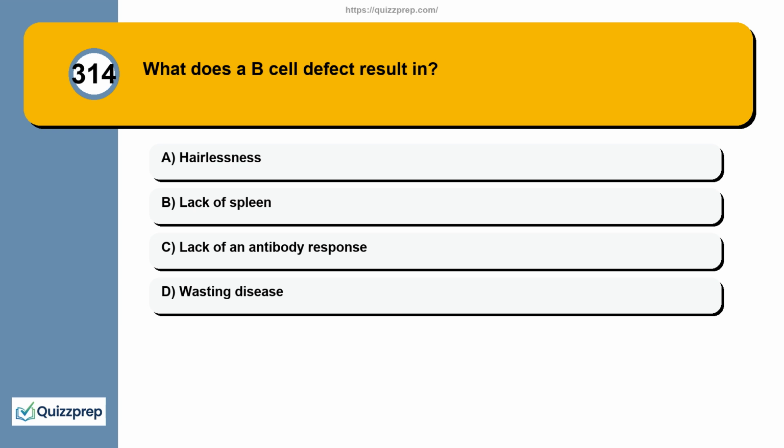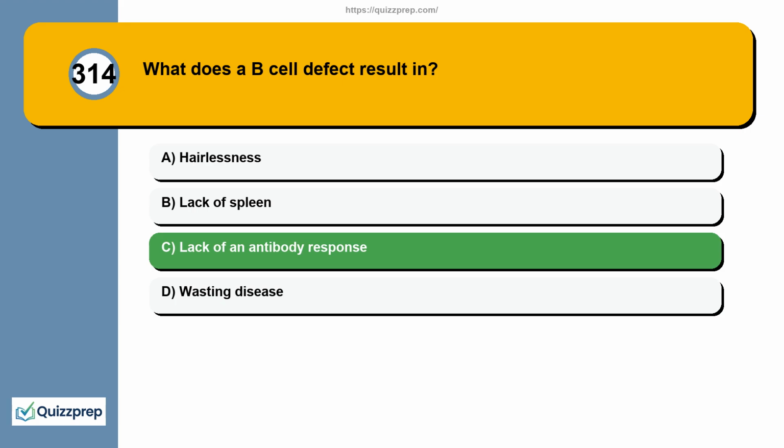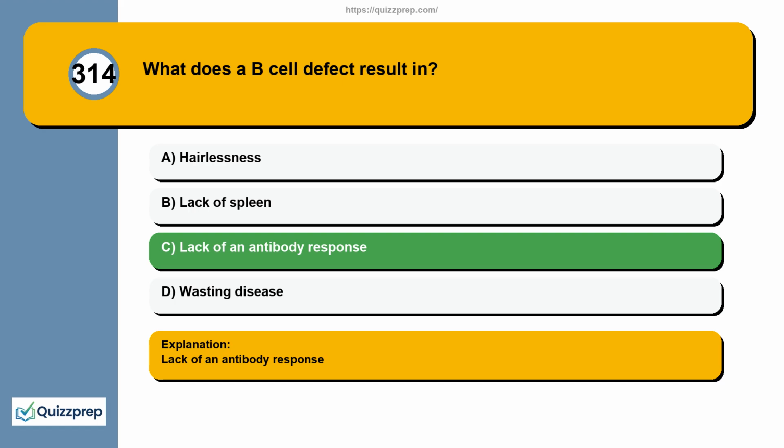Question 314. What does a B cell defect result in? Option A, hairlessness. Option B, lack of spleen. Option C, lack of an antibody response. Option D, wasting disease. The correct answer is option C, lack of an antibody response.